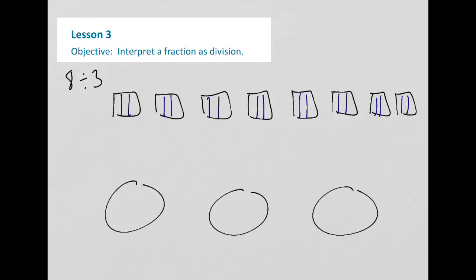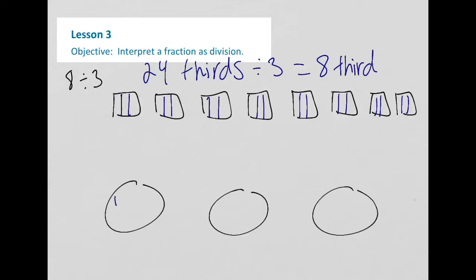So now if I counted all of these, I have 24 thirds because I have 3 in every one of my 8 crackers, and 8 times 3 is 24. So I have 24 thirds. I'm taking these 24 thirds and I'm dividing it by 3. Well, 24 divided by 3 is 8. So that means each person is going to get 8 of these little third pieces, which is really 8 thirds.